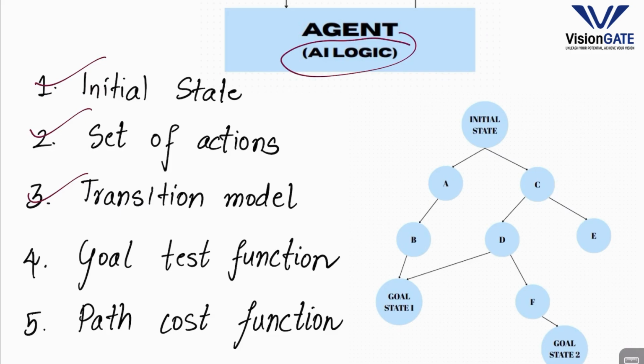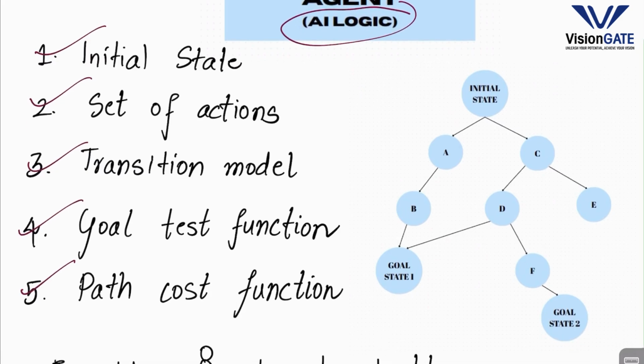The agent also needs a goal test function to check whether it has reached the desired outcome or goal state. Since there can be multiple ways to reach a goal, we often use a path cost function to evaluate how efficient a solution is. And this is measured typically in terms of either time complexity or space complexity.